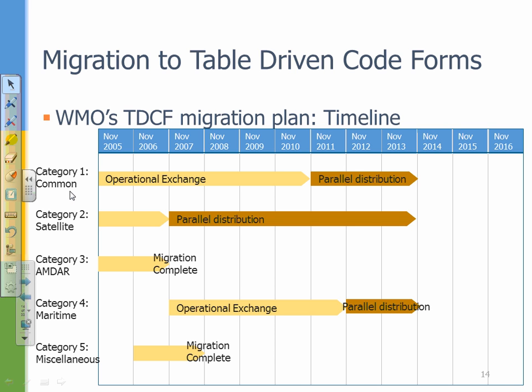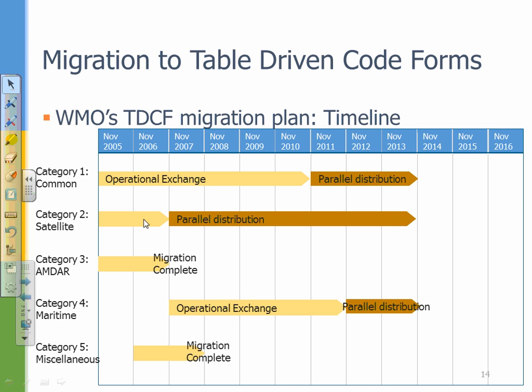So the most common data started operational exchange from 2005 and actually started parallel distribution. This means you can distribute both TAC and BUFR. And actually you can stop disseminating TAC anytime with prior notification after November 2011. And the target of completing the migration is November 2014.